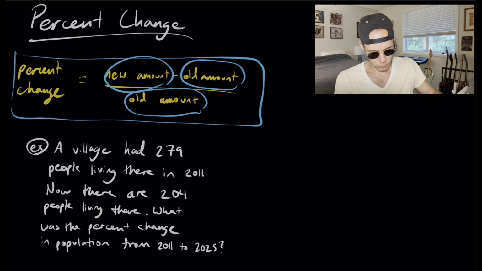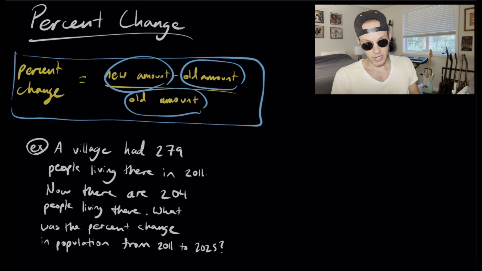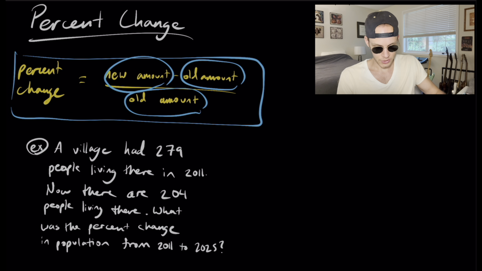So we'll look at population, for example. This is another scenario or instance where percent change is often looked at. So let's say a village had 279 people living there in 2011. But now, in 2025, there are 204 people living there. So what was the percent change in population from 2011 to 2025? So we just use our formula.